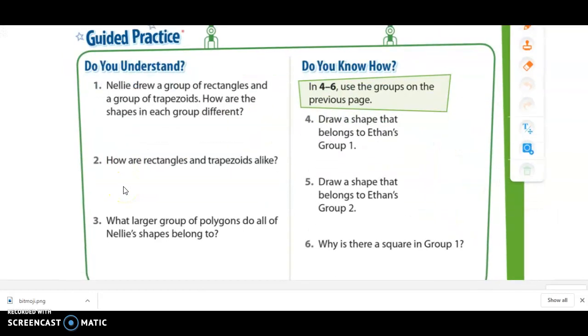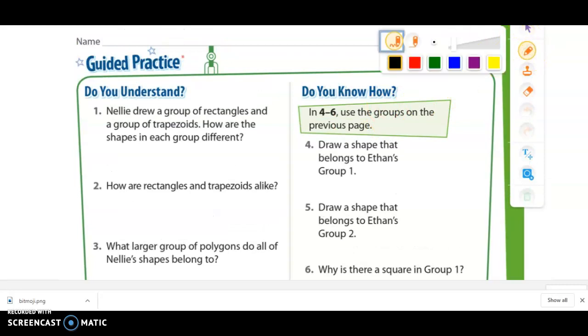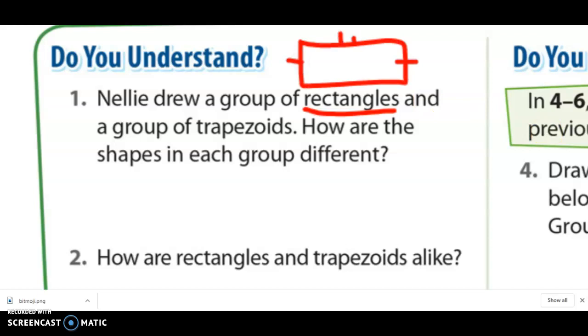Alright, Nellie drew a group of rectangles and a group of trapezoids. And she wants to know, how are the shapes in each group different? Well, let's think. Rectangles. We just talked about what we know about those. They have 2 sets of parallel sides. They have 2 sets of sides that are the same length, meaning opposite sides are the same length. These are the same length as these. And they have 4 of those perfect corners, so 4 right angles.